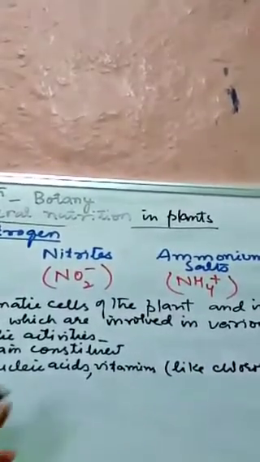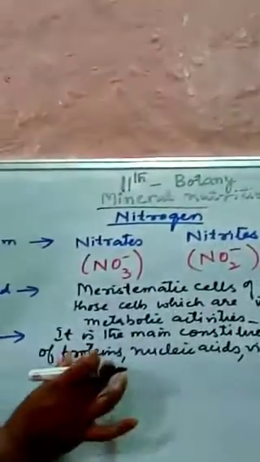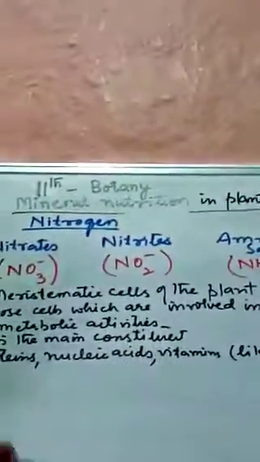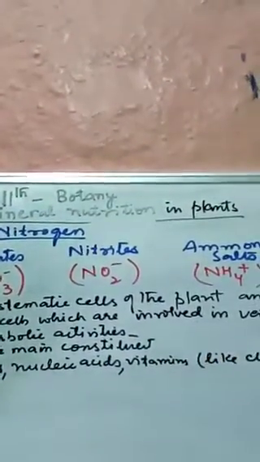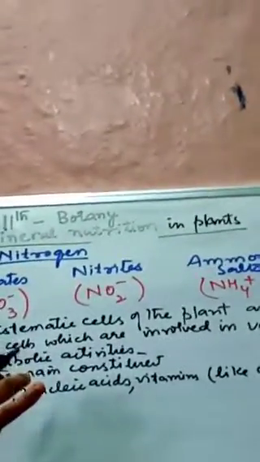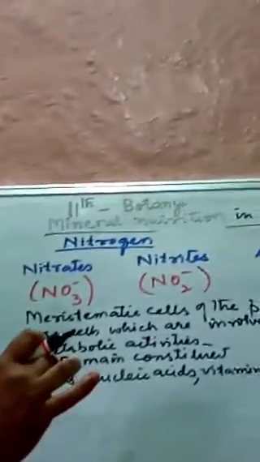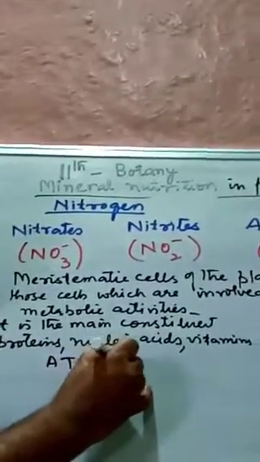वहां पर भी ये नाइट्रोजन. So nitrogen, it is the main constituent of plant proteins, nucleic acids, vitamins, and it is also involved in many other organic molecules like chlorophyll. It is also present in the ATP synthesis. वहां पर भी ये इस्तेमाल किया जाता है.